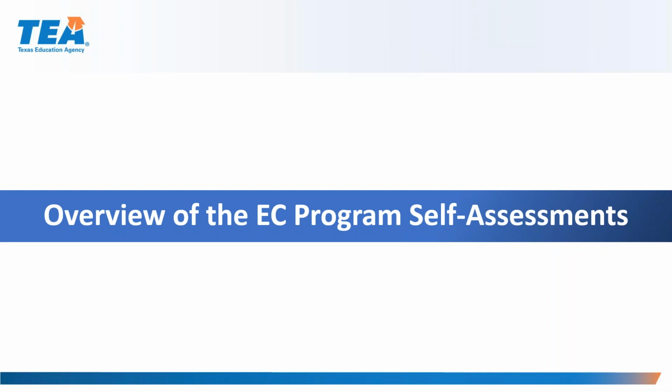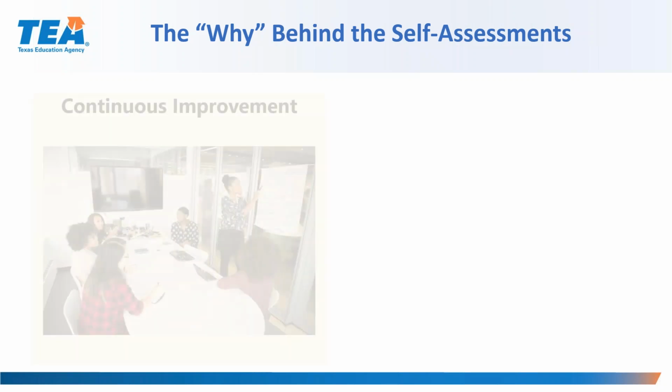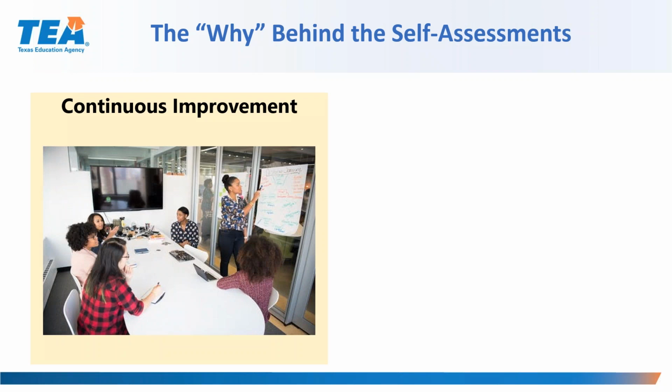So let's begin by completing a high-level overview of the Early Childhood Program Self-Assessment. Let's first go over the why behind a self-assessment. Why would an LEA want to complete such a document? Well, the first reason is for continuous improvement. The education field is always in a state of evaluating what is being done and then improving that. The goal always being positive child outcomes.